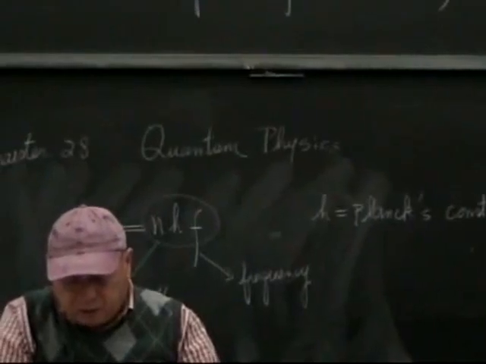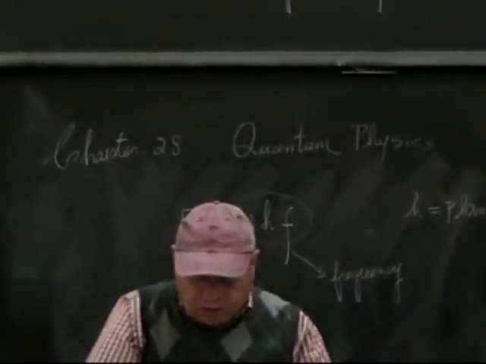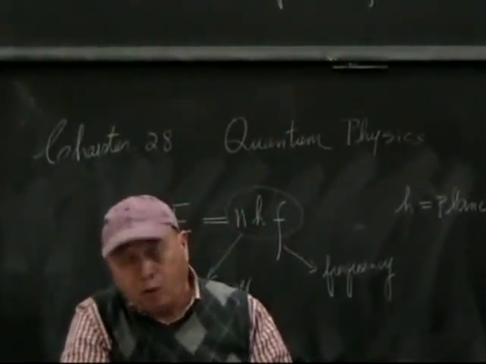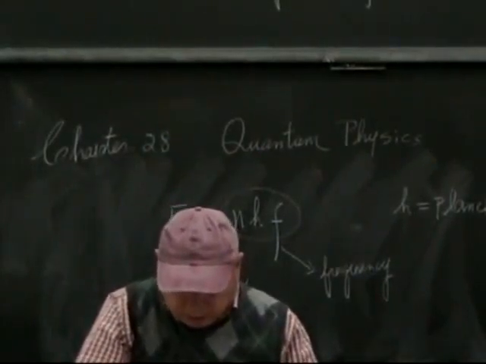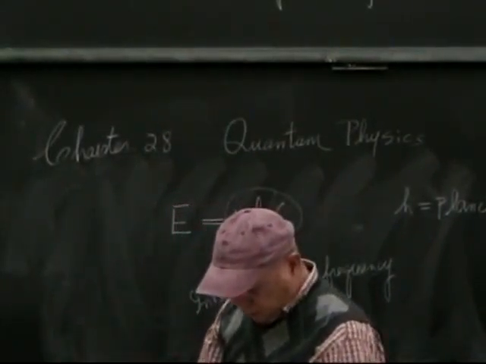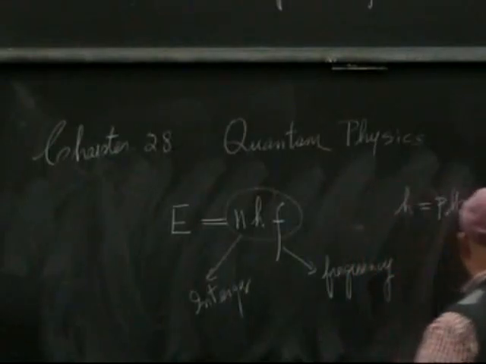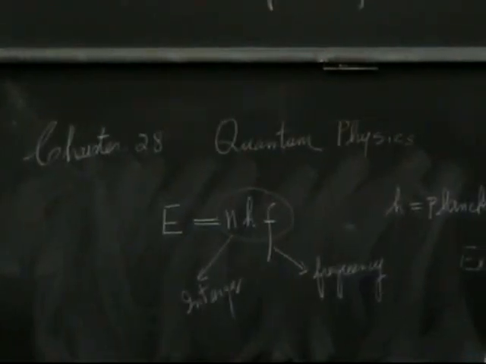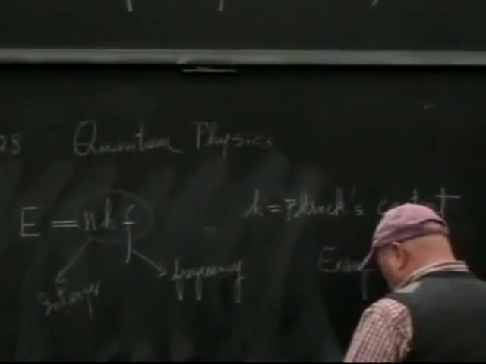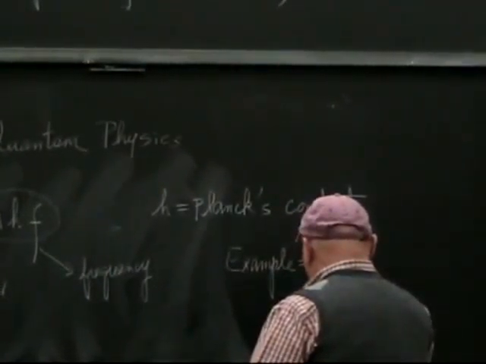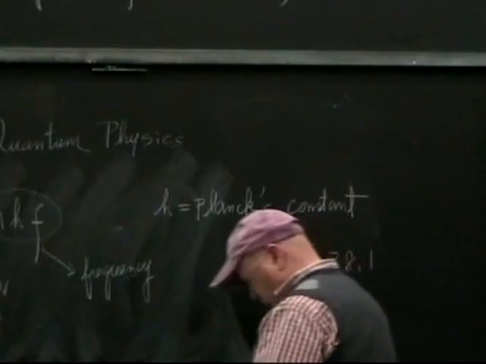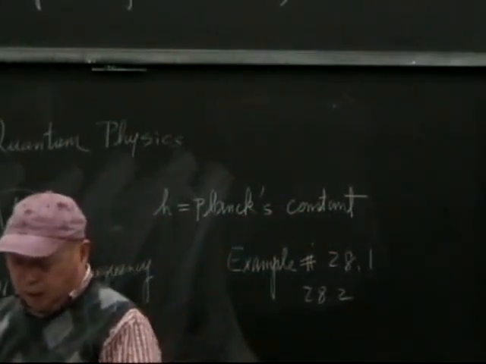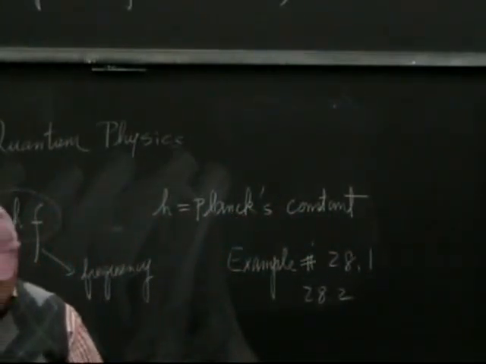From this Wien displacement law, the calculation examples are 28.1 and 28.2. We would like you to look at them, and that's part of the exam. Examples 28.1 and 28.2, I'd like you to look at these two.